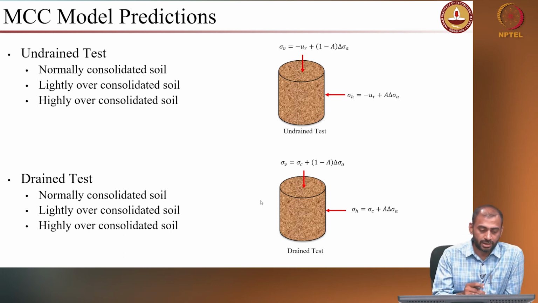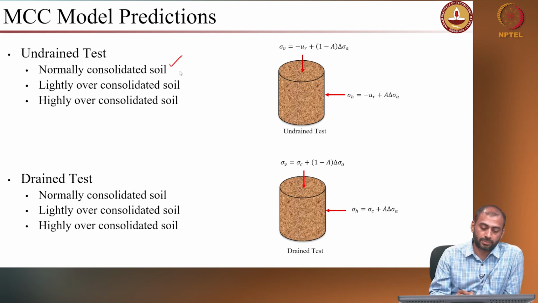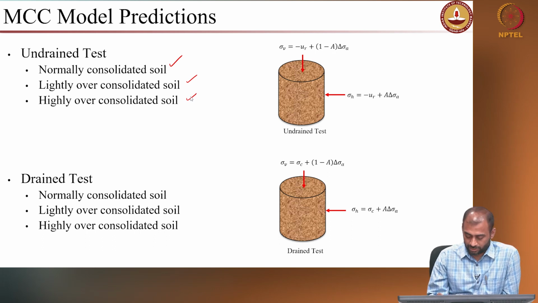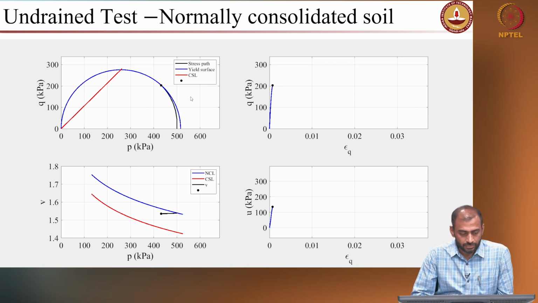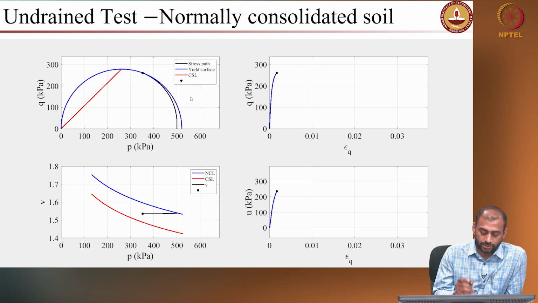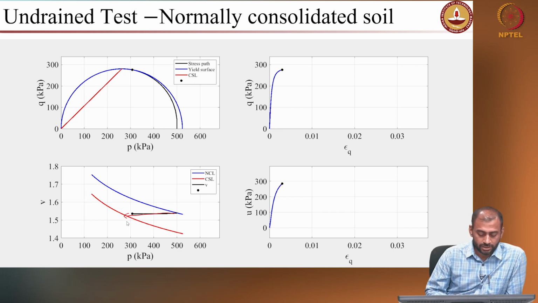So, this is a typical response that you observe in an undrained and drained condition for a normally consolidated soil, and for a lightly over consolidated and highly over consolidated soil. Right. So, on the screen what you see is an undrained response for a normally consolidated soil. As you can see, since it is an undrained response, the volume change is not happening, right. So, your volumetric strain d epsilon v is equal to 0.